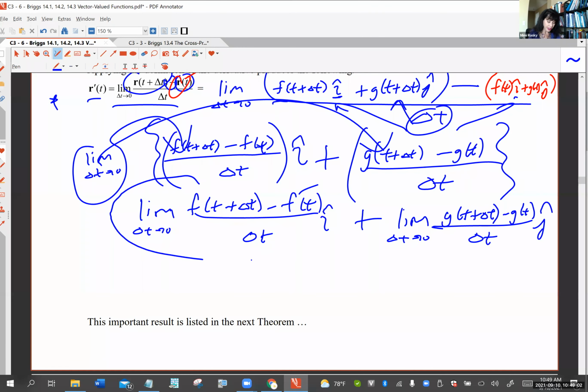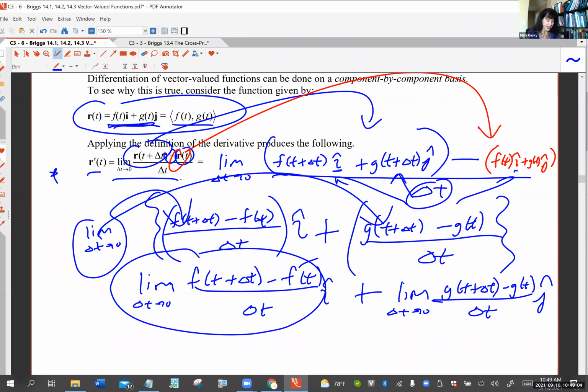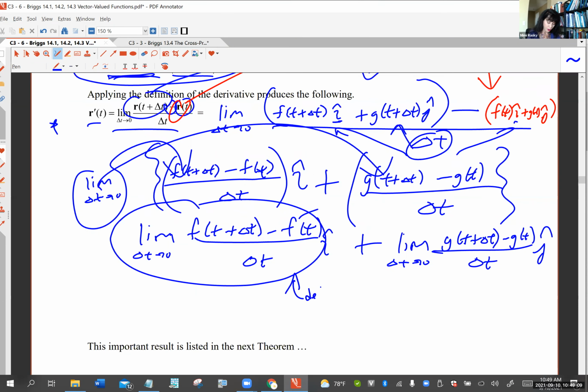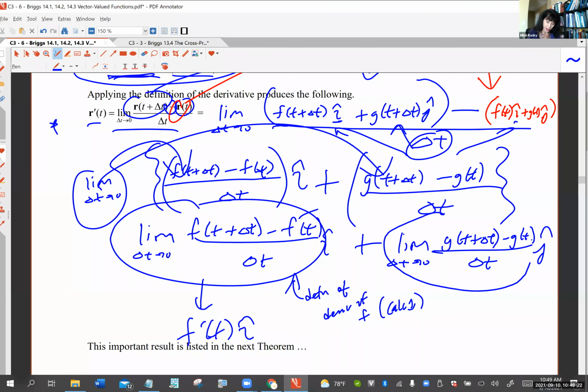Well, this right here is the definition, this is from Calc 1, of the derivative of f. This is a Calc 1 definition. So you can just go, well, that's just going to be f prime of t times i hat. And then this guy over here, that's the difference quotient where you take a limit. Also the definition of derivative, but it's the derivative of g. So this guy ends up being g prime of t times j hat.